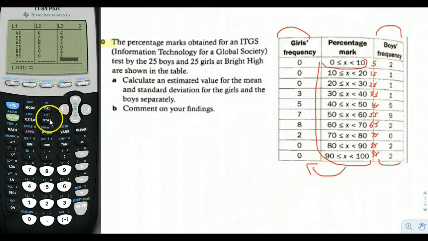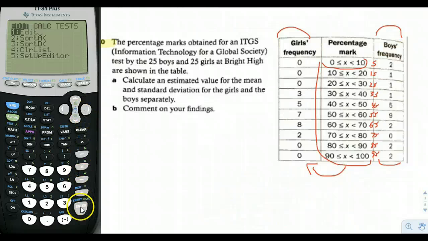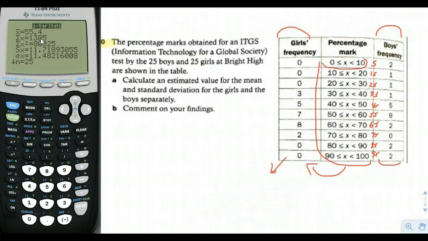Okay? So first I'm going to do the girls' calculations to find the mean and the standard deviation for the girls. I'm going to put stat calc, 1 bar stats, and I'm going to put L1, and then I'm going to put L2, and then I'm going to calculate, and I'm going to get 55.4 for the girls' mean, and then I'm going to get 11.5 for the standard deviation. That's for the girls.